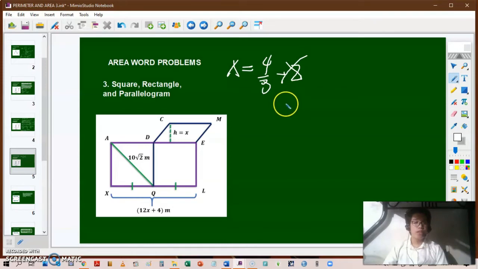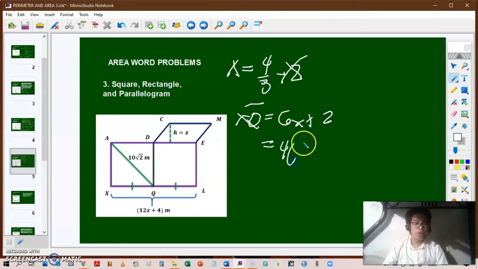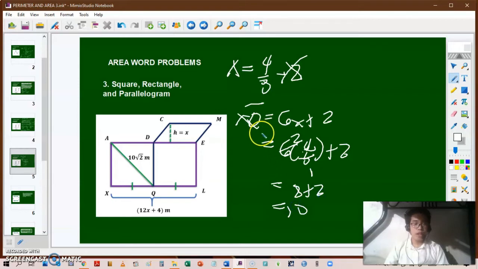And therefore, we can now get the measurement of side XQ. Side XQ is 6x plus 2, so that's simply 6 times 4 over 3 plus 2. So we cancel that one, we get a 2 here. So 2 times 4 is 8, plus 2, so that's 10. So the measurement of side XQ is simply 10, and therefore that's the measurement of all of the sides XA, AD, and DQ for our square ADQX.